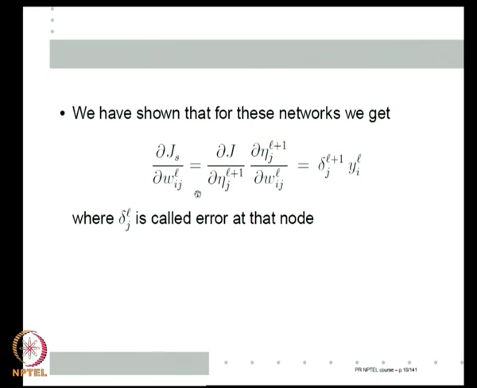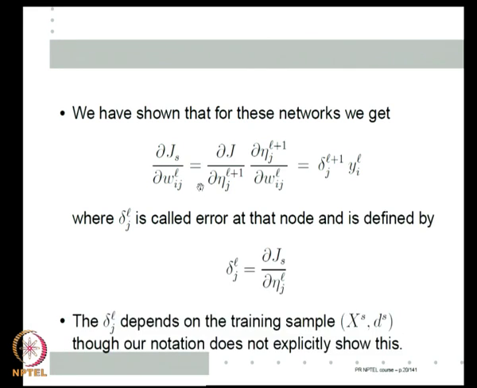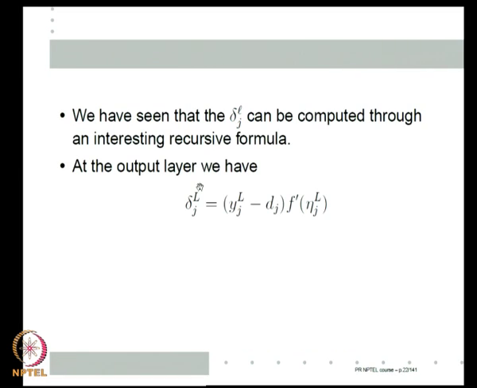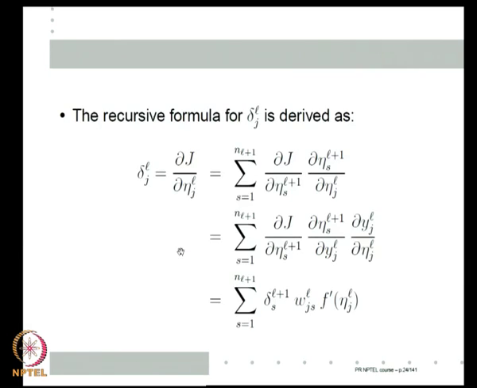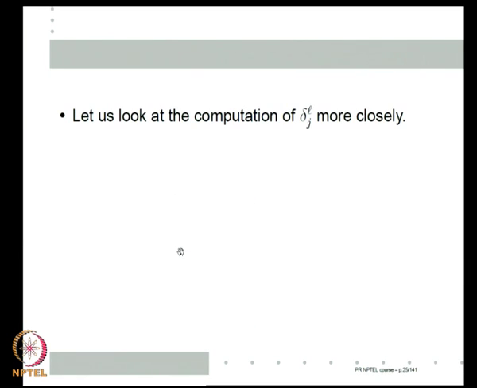When the partial derivatives are there, of course, I can implement the gradient descent and hence my learning algorithm, and the partial derivatives themselves are obtained through an interesting recursive formula. This is the formula for the output layer, and for all other layers this is the recursive formula. So, now what we are going to do is look at what this particular recursive formula means.